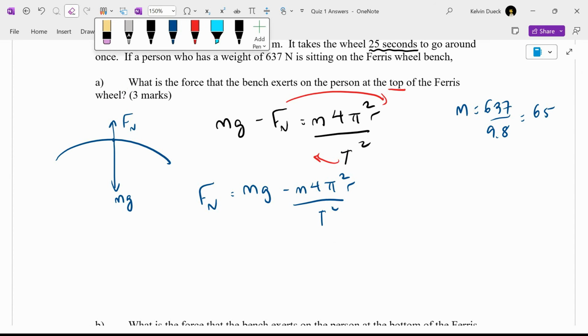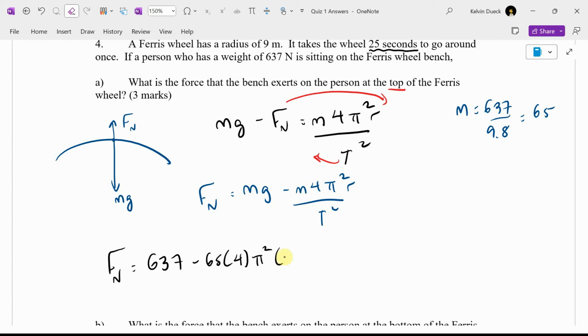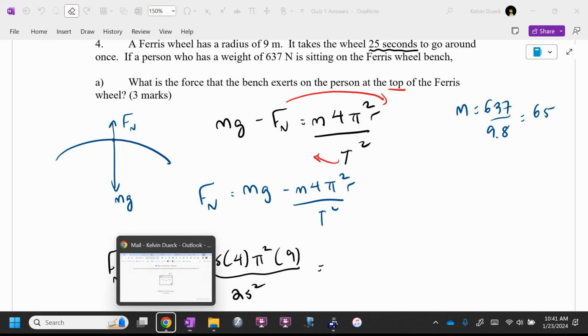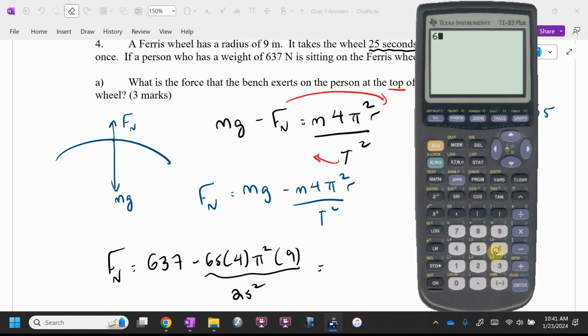Now, let's plug in the numbers. So I said the normal force is going to be, I started to go 65 times 9.8, and then I said, wait a minute, it's just going to be 637 minus 65 times 4 pi squared r divided by 25 squared. Did y'all get pretty much exactly 600? Not quite, but close.